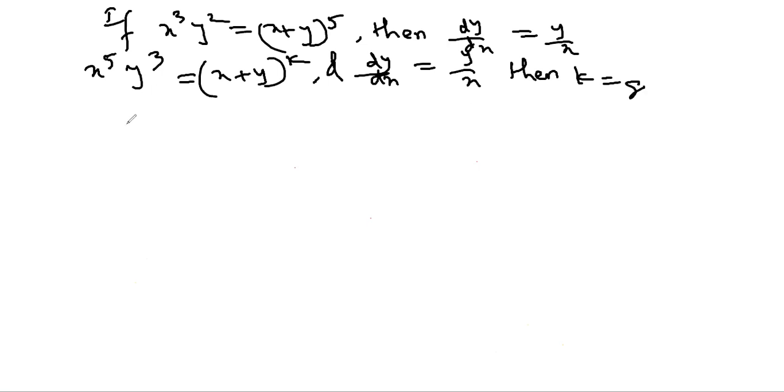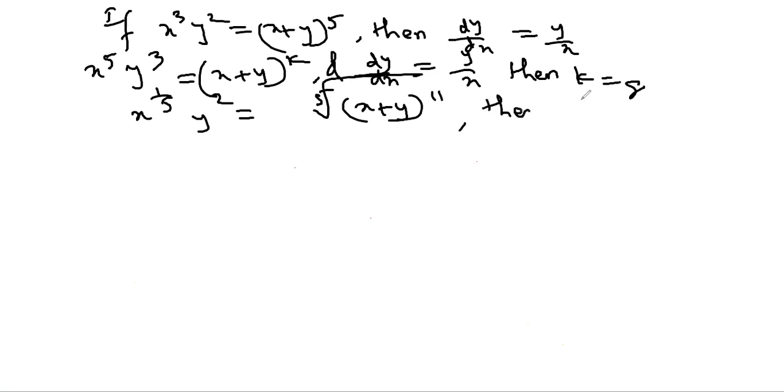So like this, suppose here x raised to 1 by 5, y square is equal to fifth root of x plus y raised to 11. Then what is dy by dx? Tell me, what is dy by dx? x raised to 1 by 5, y square equal to fifth root of x plus y raised to 11. Then what is dy by dx?